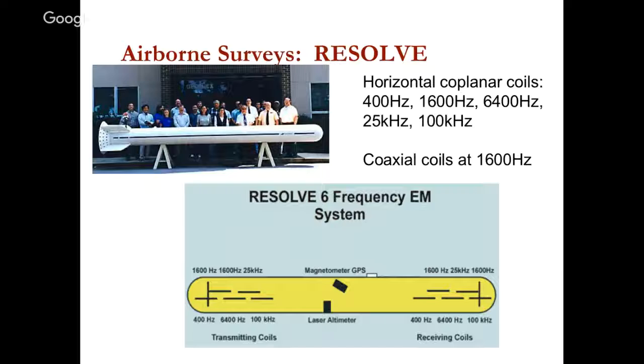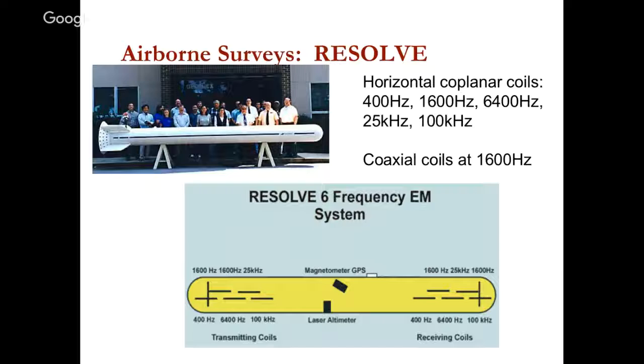Inside the bird, there's a schematic that looks like this. We've got pairs of coils: a transmitter and a receiver, and these are kind of matched, so this transmitter goes with this receiver. Some are coplanar, and then we've got two that are vertical, sort of coaxial. Again, they will operate at different frequencies.